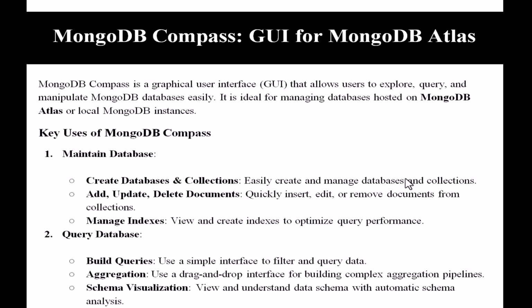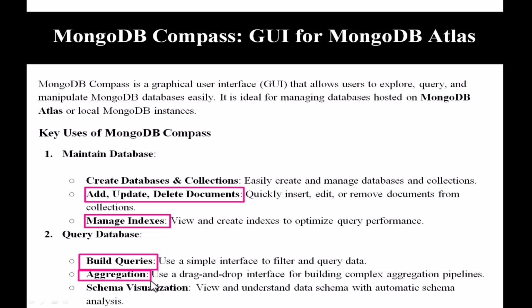So next, MongoDB Compass. MongoDB Compass is a graphical user interface that allows users to explore, query and manipulate MongoDB easily. It is ideal for managing databases hosted on MongoDB Atlas or local MongoDB instances. Key uses of MongoDB Compass: it is easy to maintain, and you can create databases and collections easily, add, update and delete documents, and manage the indexes. Based upon the index, you can optimize the query and performance.